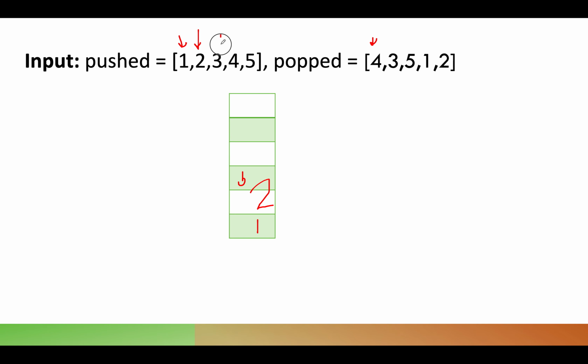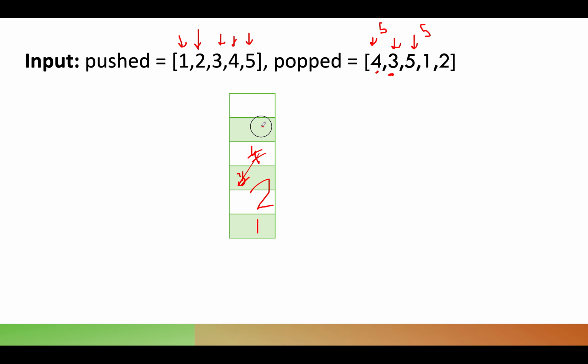Move ahead. Then we have 4. 4 gets added to the stack. 4 matches with the topmost element, the current element in the popped array. Since it's a match, remove this element and increment the S counter. So this also matches with the topmost element. 3 matches with this element. Therefore, remove this element too and increment the S counter. S points to 5. Since it's a mismatch, I'll continue the process.